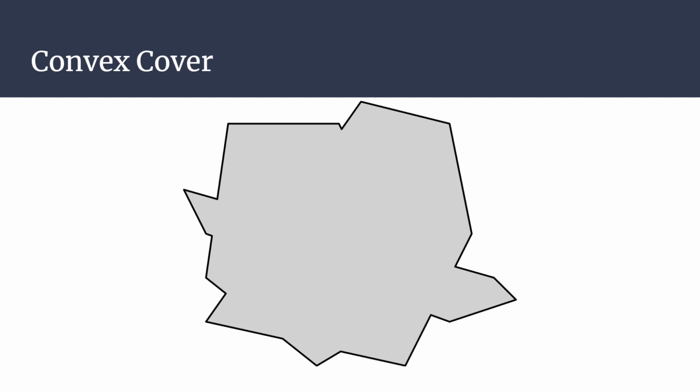For convex cover, we have a covering problem where instead of cliques, we're looking at convex pieces. Those are regions of the polygon where everybody sees each other. Intuitively, you can look at the angles in this, and they're all less than 180. We call it a convex polygon. So this piece of the polygon is convex because everybody sees each other.